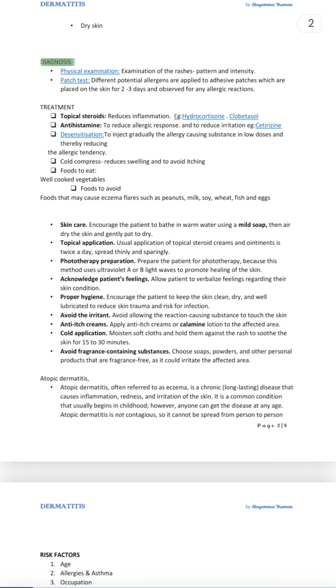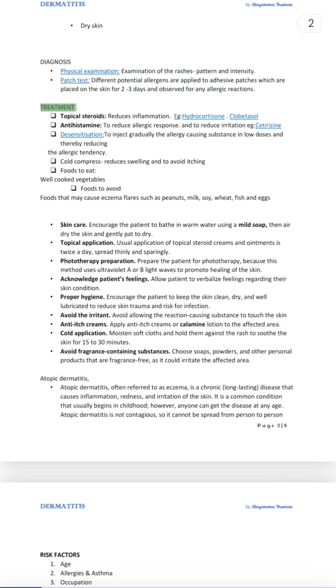Diagnosis. Physical examination, examination of the rash's pattern and intensity. Patch test: different potential allergens are applied to adhesive patches which are placed on the skin for 2 to 3 days and observed for any allergic reactions.